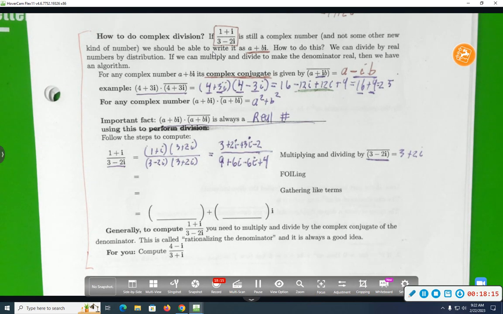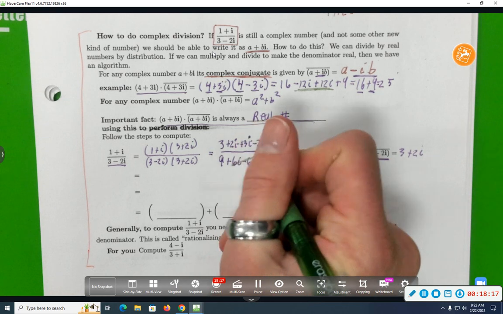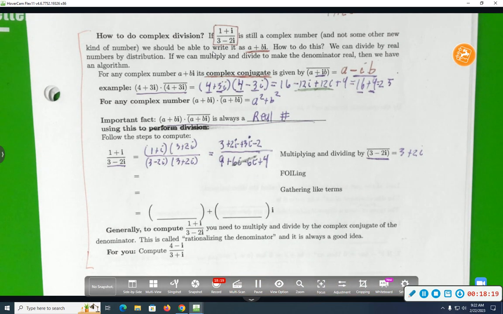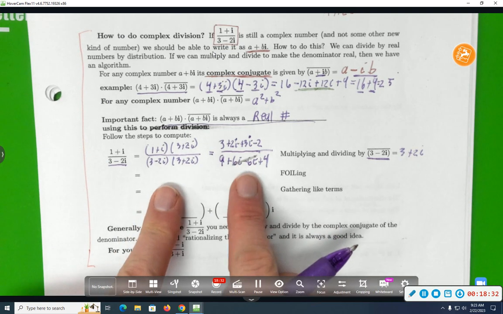All right, and the 6i's cancel because they have to. In fact, how many people just wrote down 9 plus 4 without doing any work? Yeah, of course. It's always a squared plus b squared. That's the whole point of multiplying a number by its conjugate. So you could have skipped some of that arithmetic. Maybe many of you did.